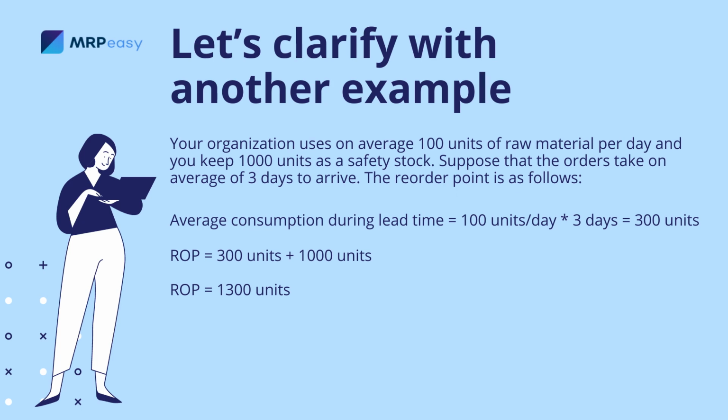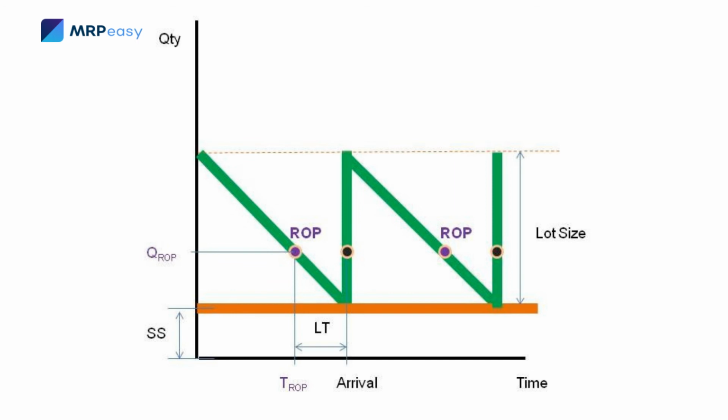Your organization uses on average 100 units of raw material per day, and you keep 1,000 units as a safety stock. Suppose that the orders take on an average of 3 days to arrive. The reorder point is as follows. Average consumption during lead time equals 100 units per day, times 3 days equals 300 units. ROP equals 300 units plus 1,000 units. ROP equals 1,300 units.